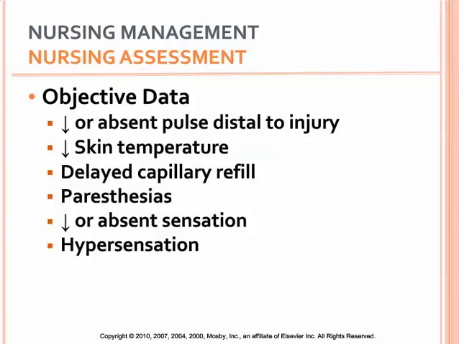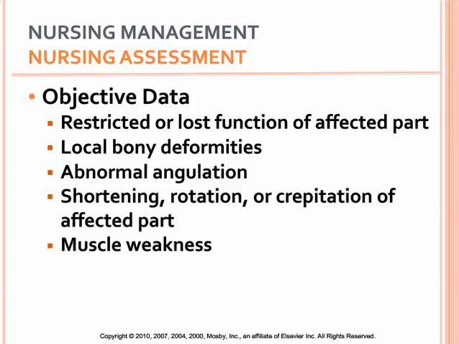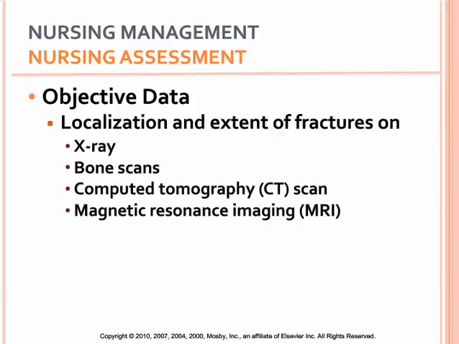You're also monitoring for decreased or absent pulses distal to the injury, decreased skin temperature, delayed capillary refill, paresthesias, decreased or absent sensation, or hypersensation. Try to determine if there is restricted or loss of function of the affected body part. Are there any local bone deformities, abnormal angulation, shortening, rotation, or crepitation of the affected part, or any muscle weakness? You want to determine the localization and extent of the fractures by doing x-rays or bone scans or CT or MRI.